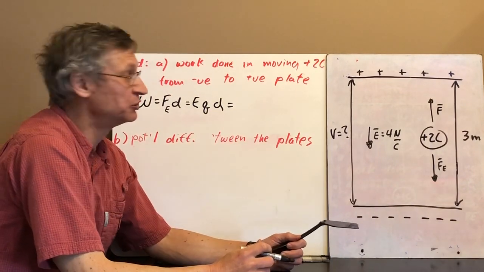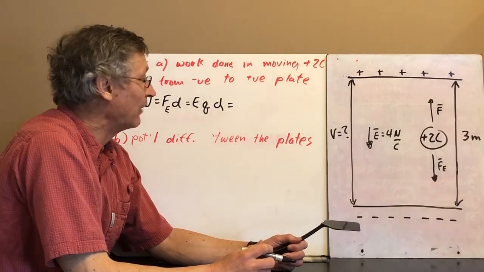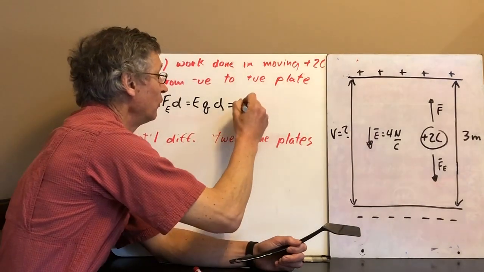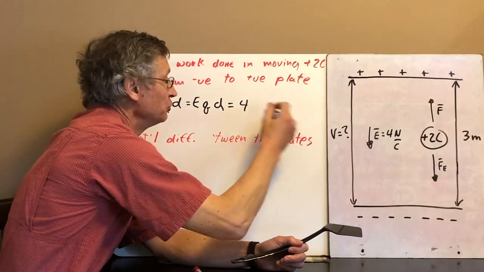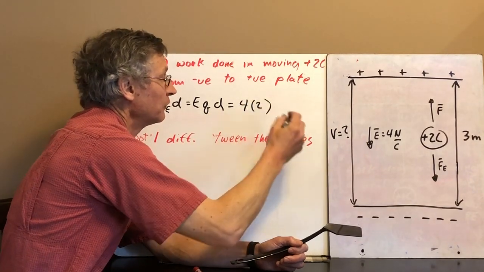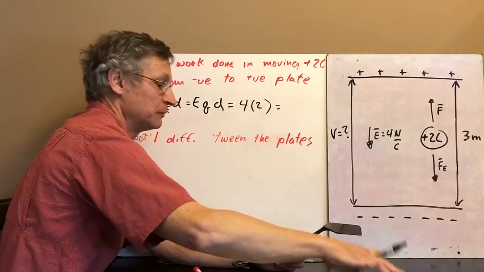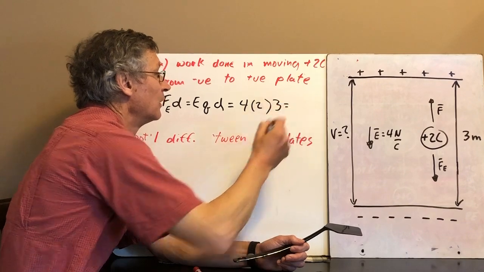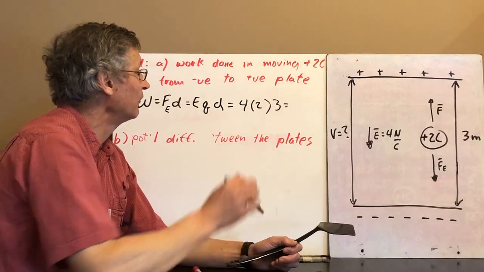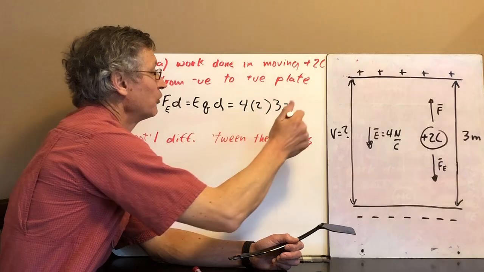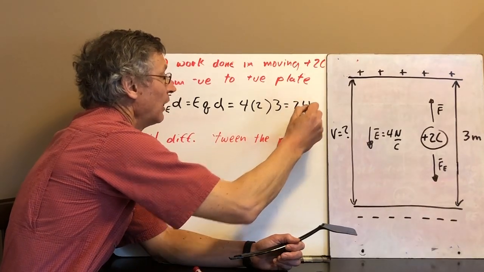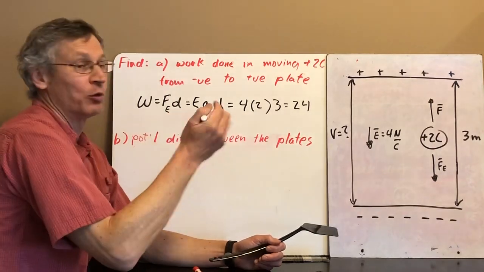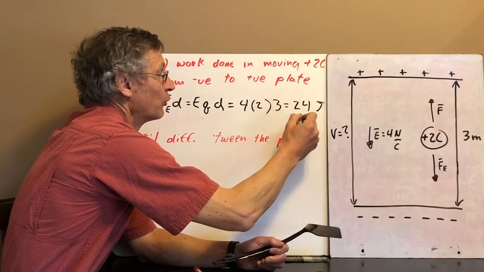And then we just substitute in everything that we have to here. The electric field is 4 newtons per coulomb. The charge is 2 coulombs. The distance is 3 meters. You do that arithmetic, what do you get? 4 times 2 is 8, 8 times 3 is 24, and we're talking work, so it's going to be measured in newton meters, or if you like, 24 joules.